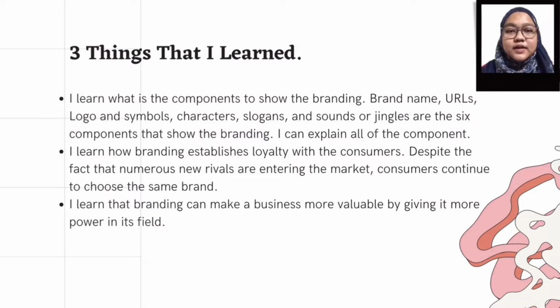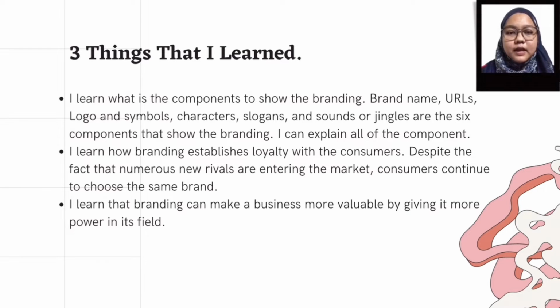First, I learned the components that show the branding. Brand name, URLs, logo and symbol, characters, slogans, and sound or jingles are the six components that show the branding. And I can explain all the components. Now, I take the example of the Nestle brand.